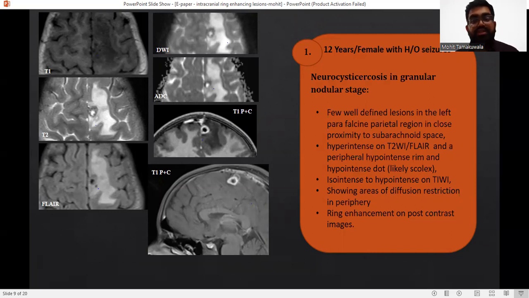Few well-defined lesions in the left parafalcine parietal region in close proximity to the subarachnoid space, hyperintense on T2 weighted images and FLAIR, with a peripheral hypointense rim and hypointense dot, likely scolex. Iso to hypointense on T1 weighted images, showing areas of diffusion restriction in the periphery. Ring enhancement on post-contrast images.